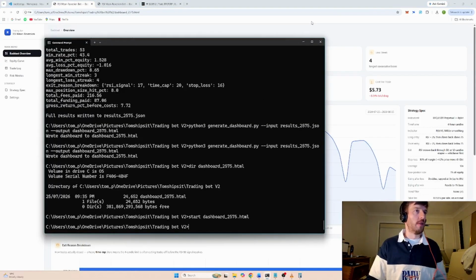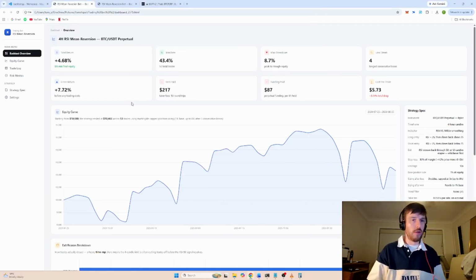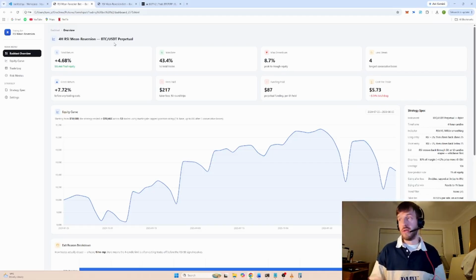Okay, so we've just run the dashboard here and we've got that one open up and we can see the new result here. Okay, now we're cooking, guys. So we've actually found a profitable strategy after those initial changes, which is super exciting. It's only 4.68%. Again, you're most certainly going to be better off just holding Bitcoin or holding some sort of index fund over that 2-year period.